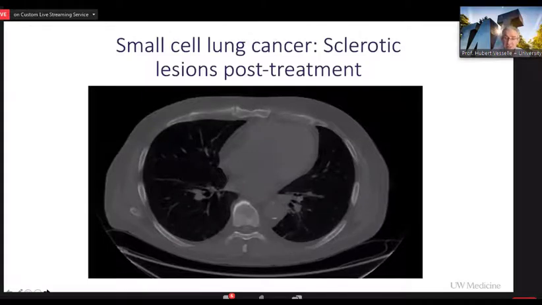Now the patient underwent chemotherapy, and look at what happens. After chemotherapy, the lesions look sclerotic. So if we were just reading CT scans, we would say, oh, there are new metastases, the chemo is not working. No, we know now from the era of PET scanning that when you see that, that does not mean you have a new lesion.